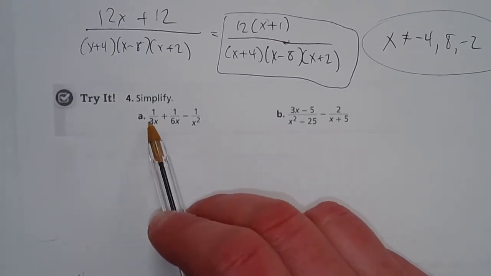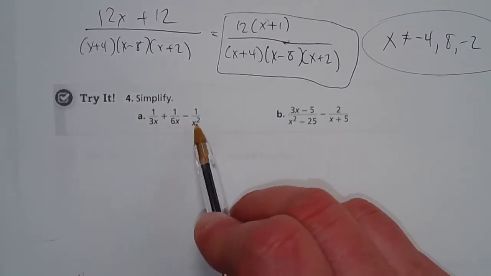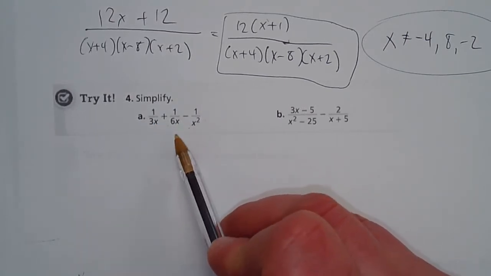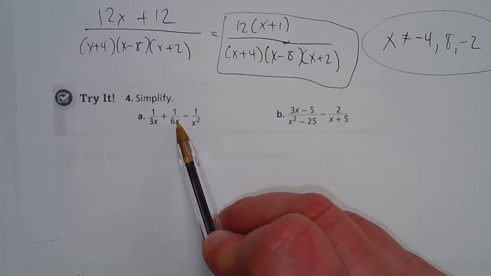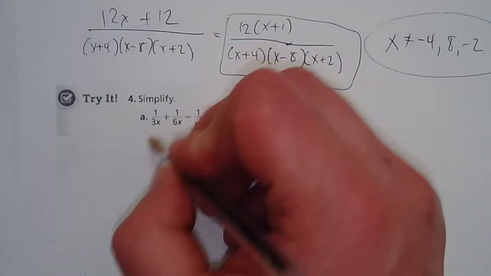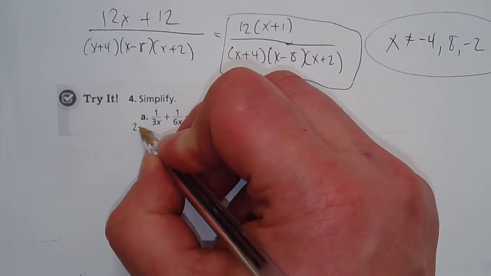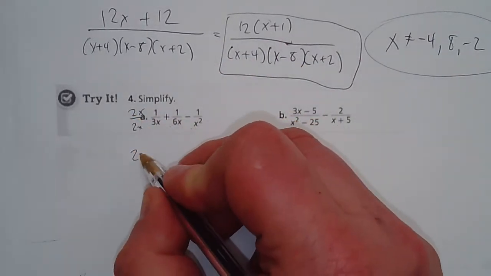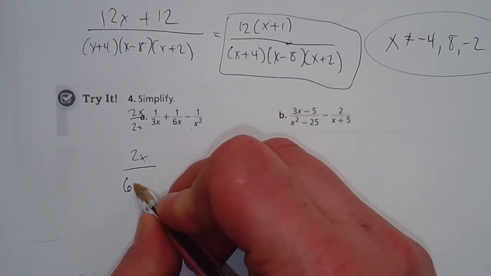So looking at these, numerically, we could get them all to be 6s. And variables-wise, we'd like to get them all to be x's. Or sorry, x squareds. So we want to turn everything into a 6x squared. So that's going to be different things for different ones. This one is going to need to be multiplied by 2x over 2x. Okay, so that would give you 2x over 6x squared.